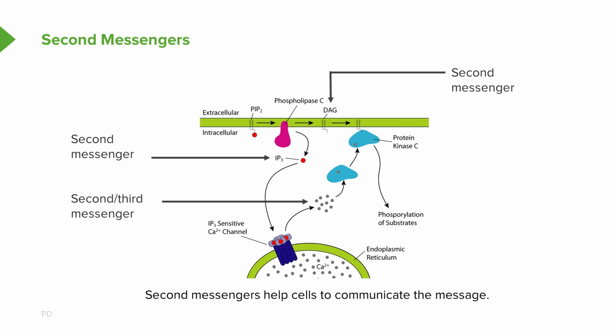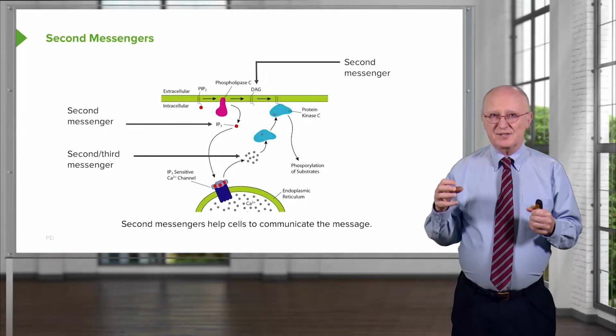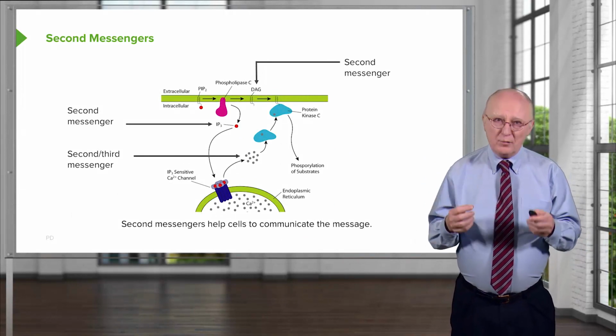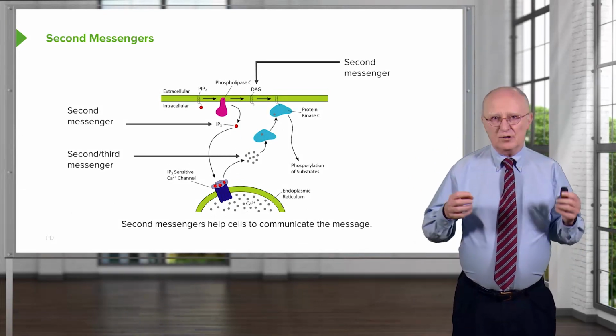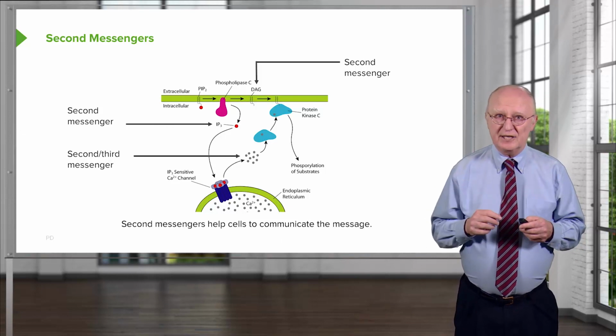Now, not coincidentally, DAG was the product of the catalysis of phospholipase C on PIP2. So when phospholipase C cleaved PIP2, it broke it into IP3 and DAG. Both of those went to different places to exert their effects, but the coordinated effort was to activate a protein known as protein kinase C. Protein kinase C can go phosphorylate other proteins and cause the cell to change its gene expression.